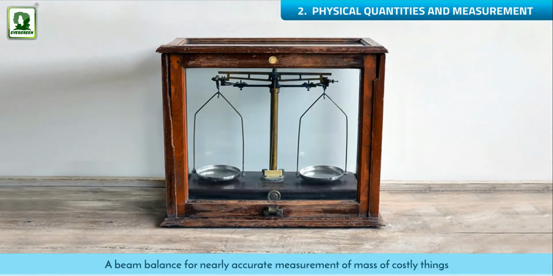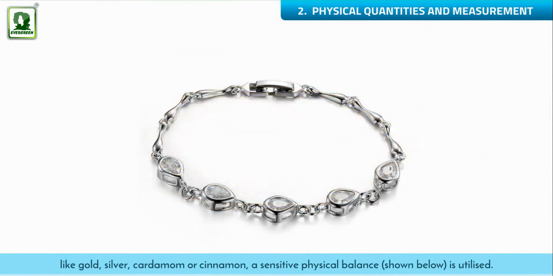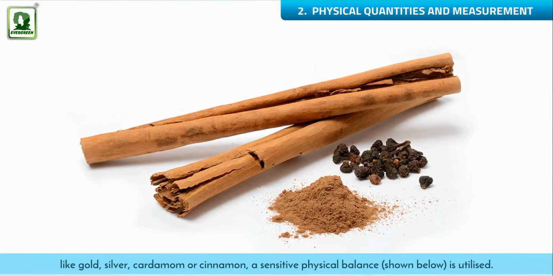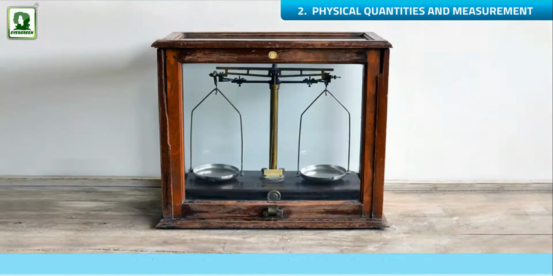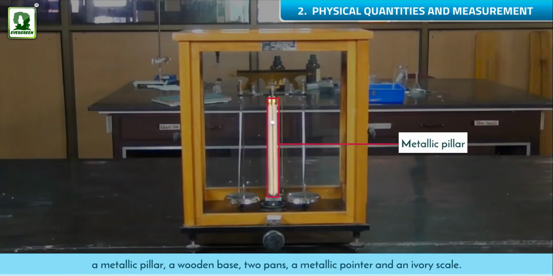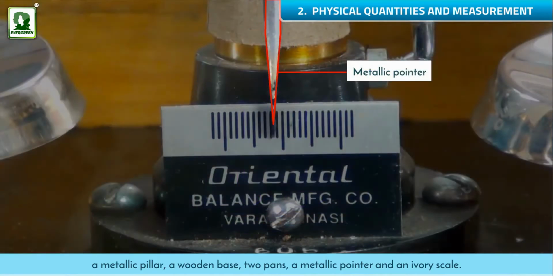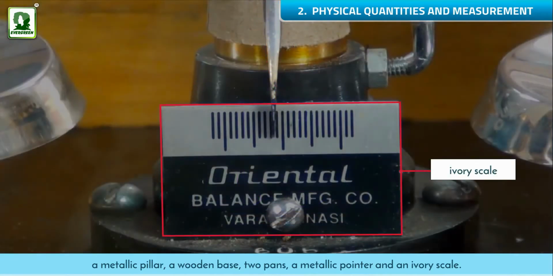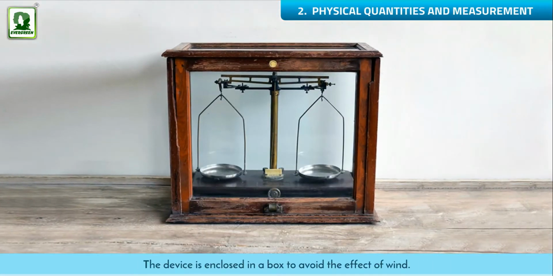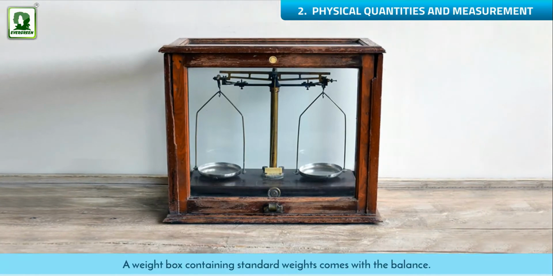A beam balance for nearly accurate measurement of mass of costly things like gold, silver, cardamom, or cinnamon, a sensitive physical balance shown below is utilized. The physical balance consists of a light and rigid beam of brass, a metallic pillar, a wooden base, 2 pans, a metallic pointer, and an ivory scale. The device is enclosed in a box to avoid the effect of wind. A weight box containing standard weights comes with the balance.